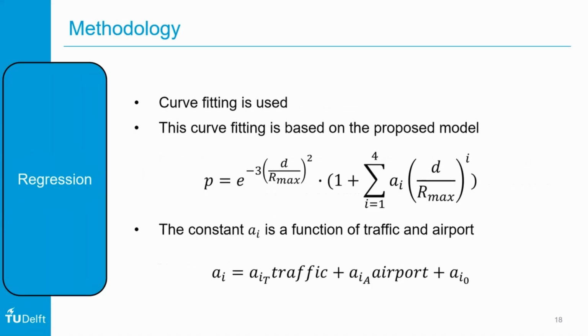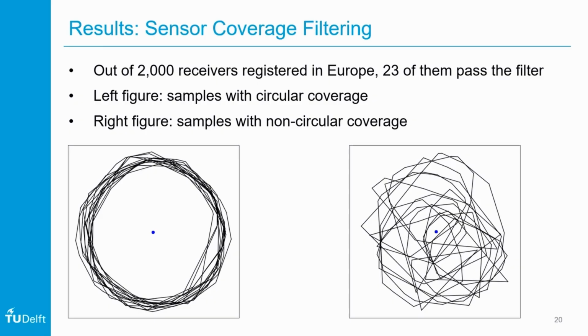So we want to estimate the constant a_i in this equation. And the a_i, we assume it's a linear function of traffic and airport. Then we have the results.